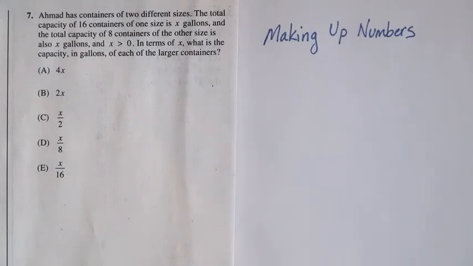So, anytime you see variables in the question and variables in the answer, this is a good indication that this is a making up numbers question. You can certainly do this problem without making up numbers, but there are a couple of places where it's easy to get tricked. Really, the best way to not get tricked is to do this problem by making up numbers.